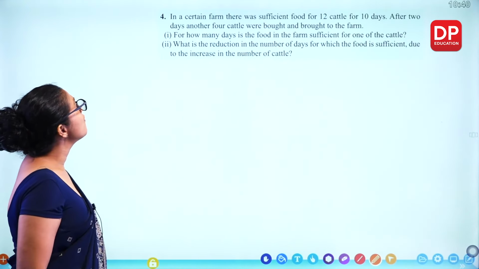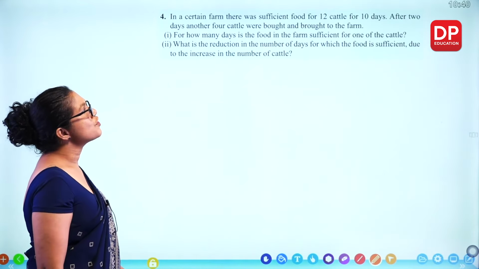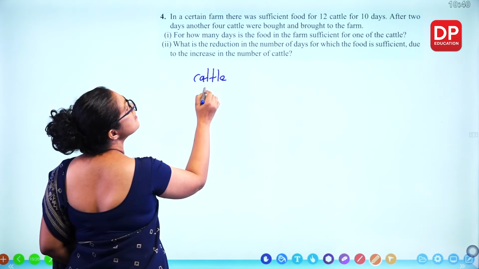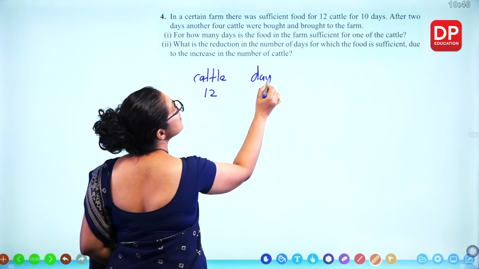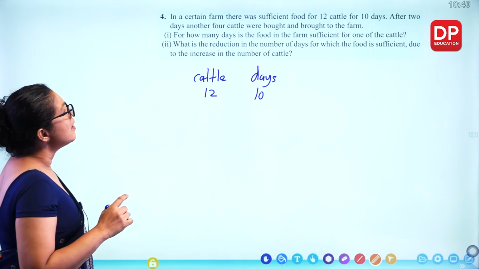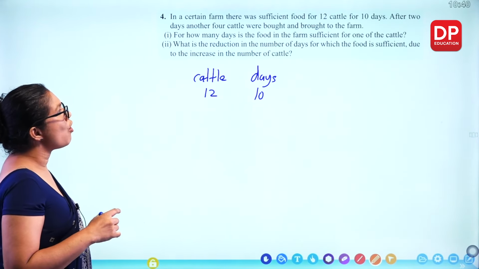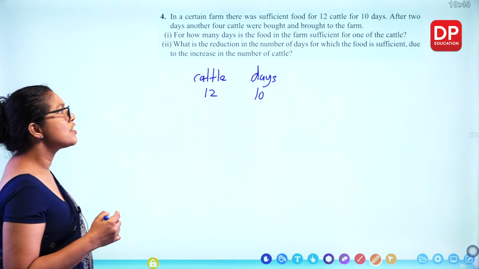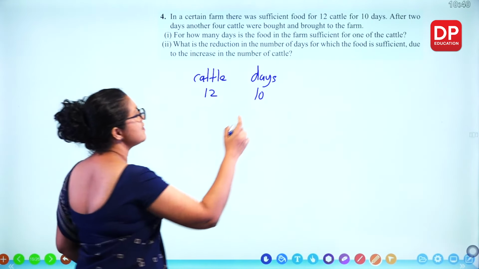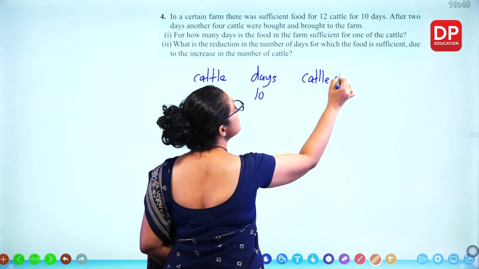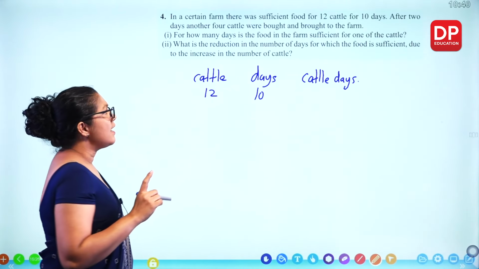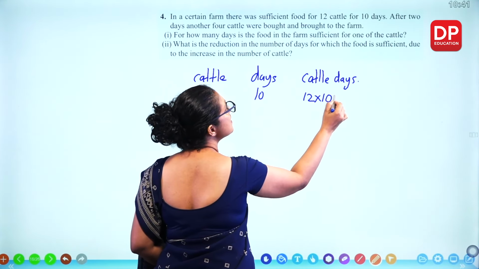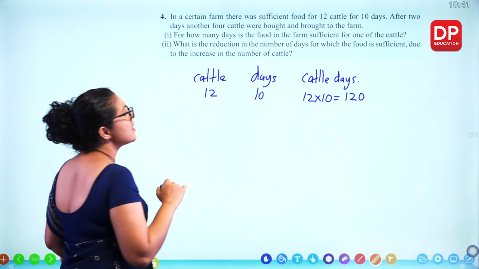Now we'll look at the fourth question. In a certain farm, there was sufficient food for 12 cattle for 10 days. So here, number of cattle, 12, and number of days, 10. After 2 days, another 4 cattle were bought and brought to the farm. For how many days is the food in the farm sufficient for one of the cattle? So that means they are asking number of cattle days. So here 12 cattle for 10 days. So here how many cattle days? 12 times 10. So 120 days are there.